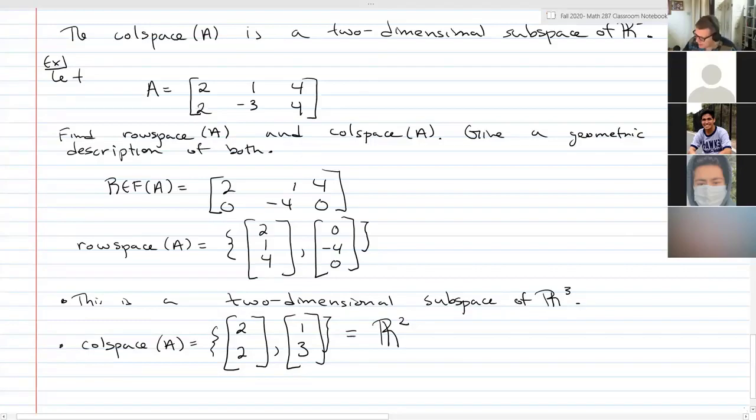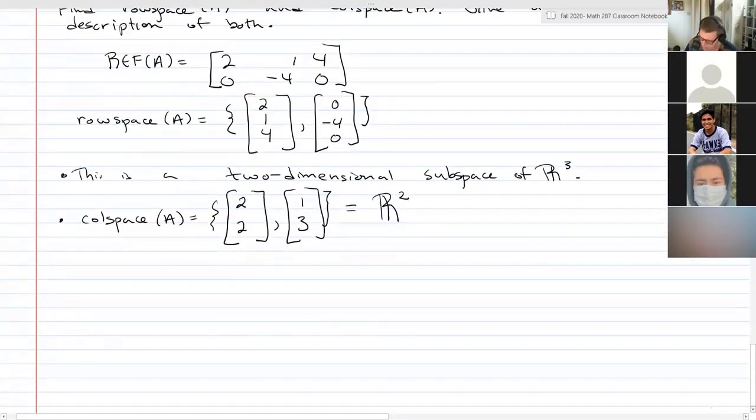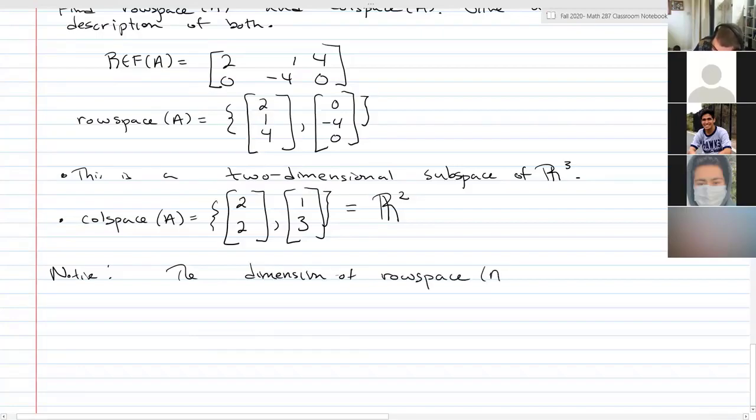Cool. All right, good. So we'll finish up this section now with this. Notice something: the dimension of the row space of A equals the dimension of the column space of A.